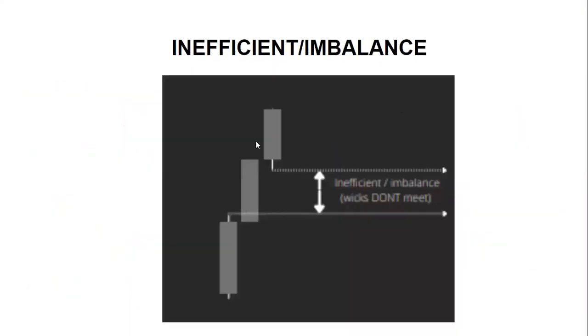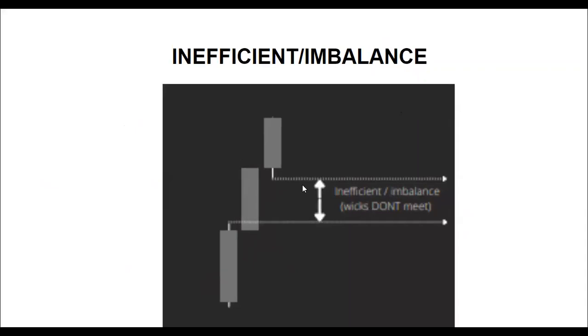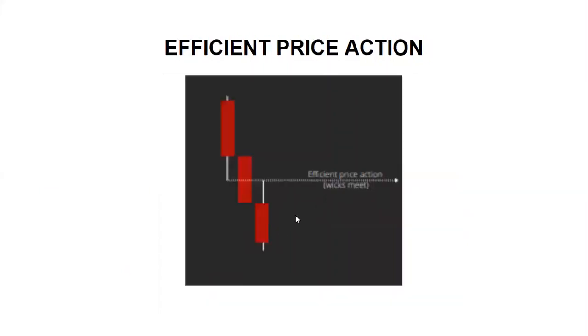This is what we call an inefficient imbalance. We have three candles together. This candle usually happens after the order block, so you have to be very careful and observe. There's an inefficient imbalance: the wicks do not meet. You can see them now. They don't meet at all. This is what we call efficient price action, which is when the wicks are meeting together.